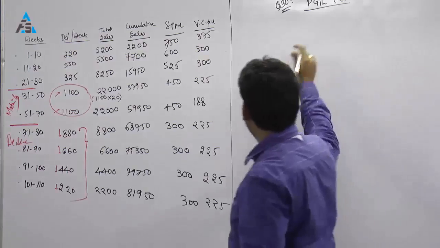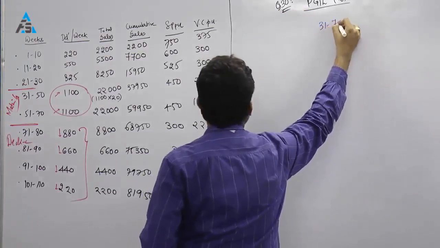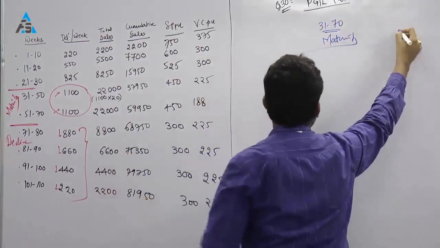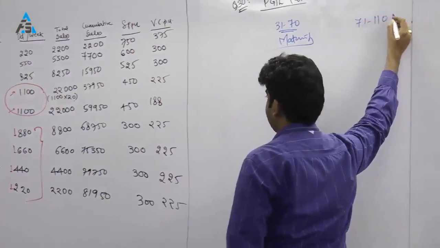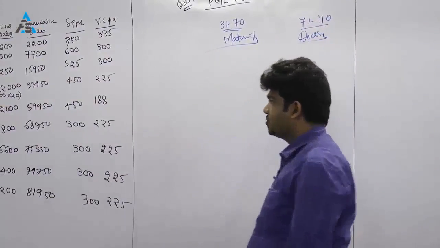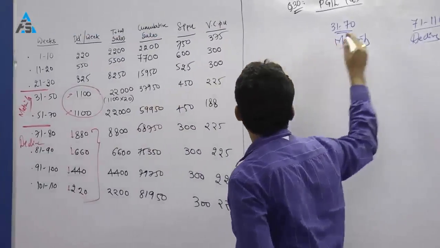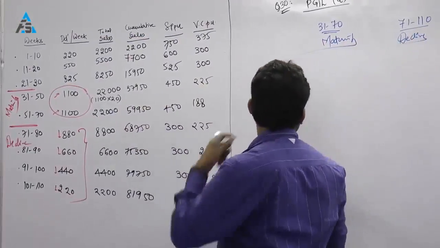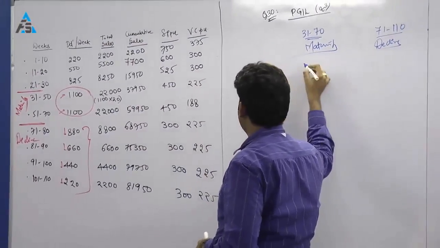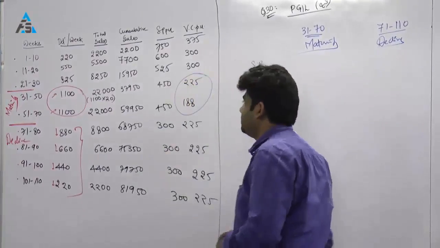We continue, and as we continue, we can write here that 31 to 70 is my maturity stage, which can be easily seen from there, and 71 to 110 is my decline stage, correct? So from 31 up to 70 is maturity and 71 to 110 is decline. I have my selling price. Okay, so your selling price is 450, but if you closely observe, there is a change in variable cost.